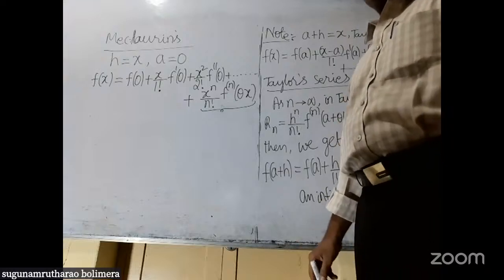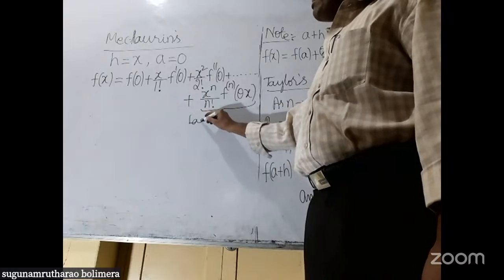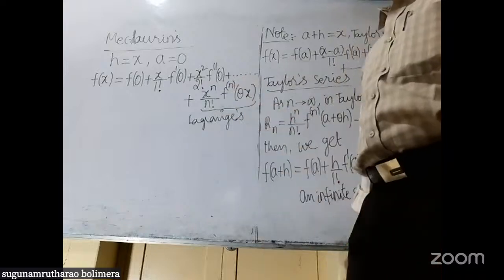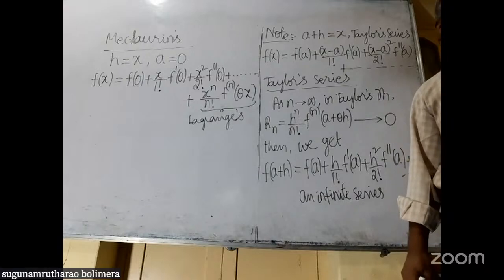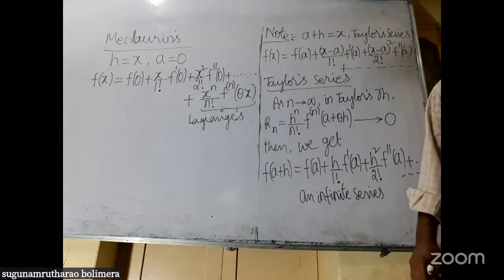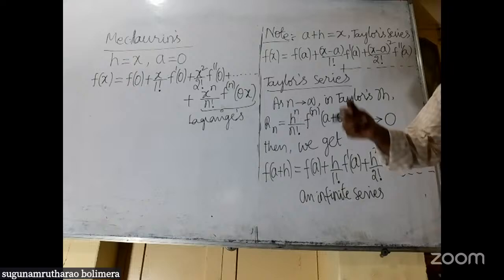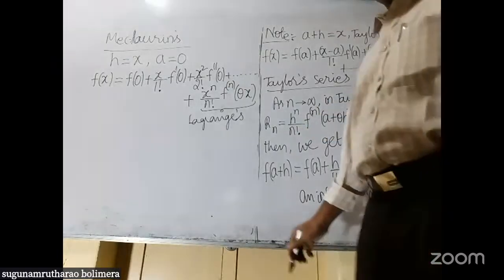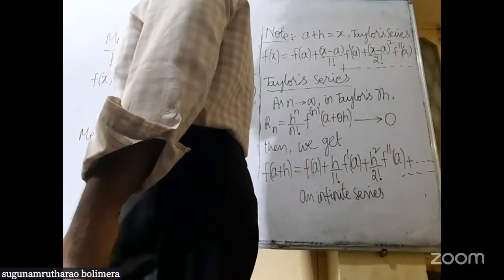The last term is known as Lagrange's form of remainder. Maclaurin's theorem is just a modification of Taylor's theorem. Now, Maclaurin's series.